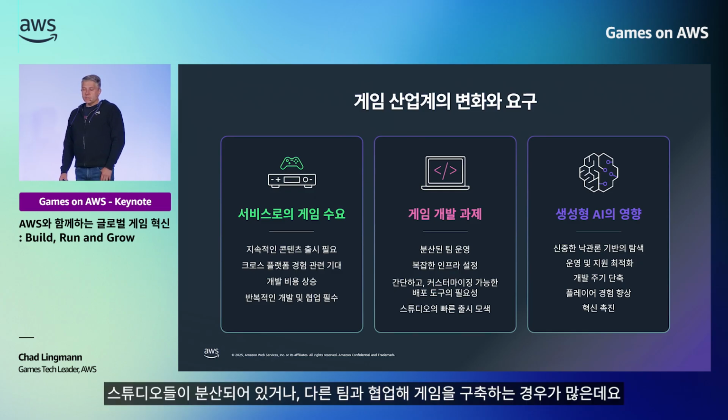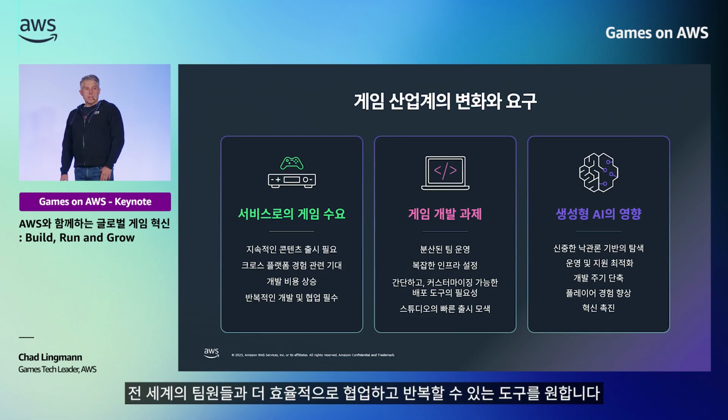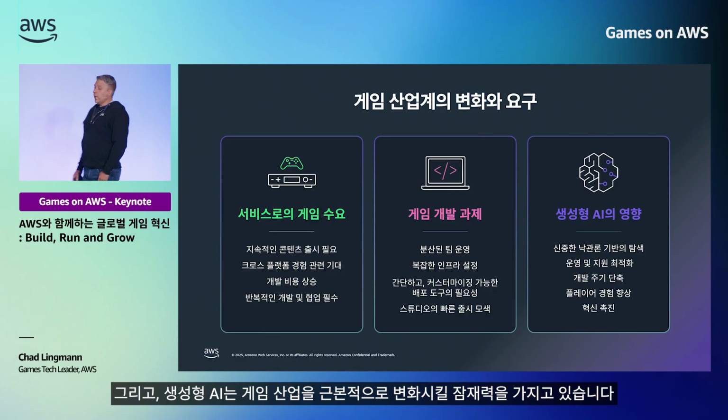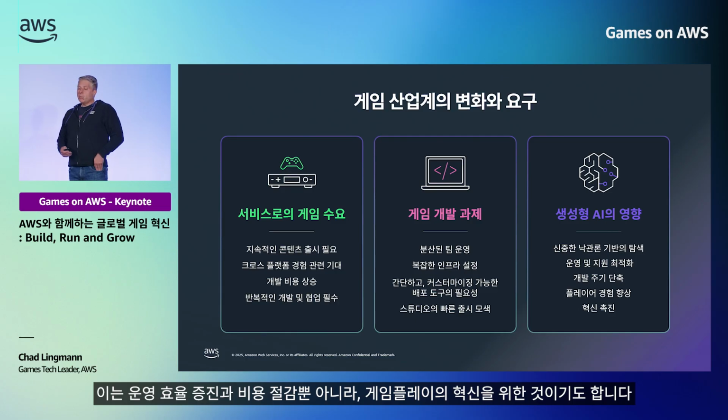And studios are often distributed, with many leveraging other teams to help them build their game. They want tools that allow them to iterate and collaborate more efficiently with team members around the world, without the need to set up complex infrastructure. And generative AI has the potential to transform the games industry, and studios are carefully exploring these areas, both to drive operational improvements and efficiencies, and also in gameplay innovation.